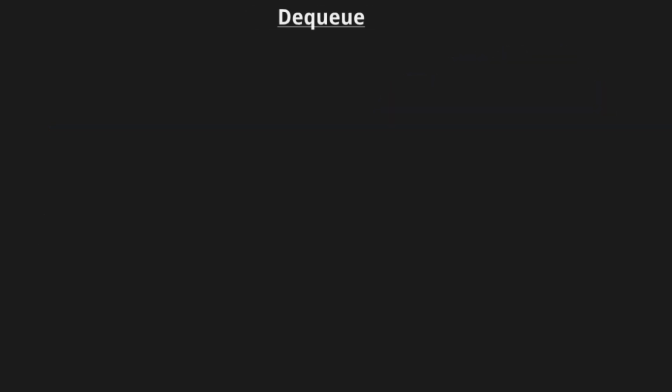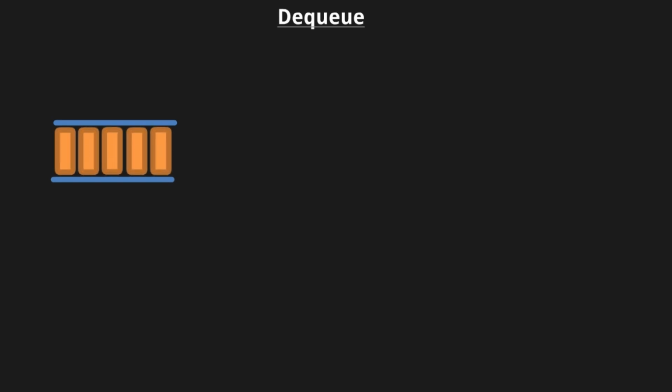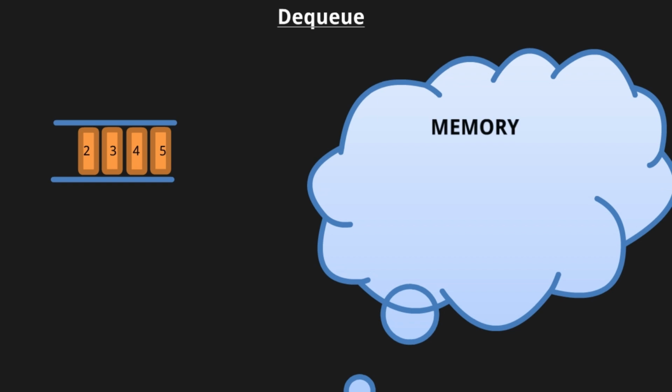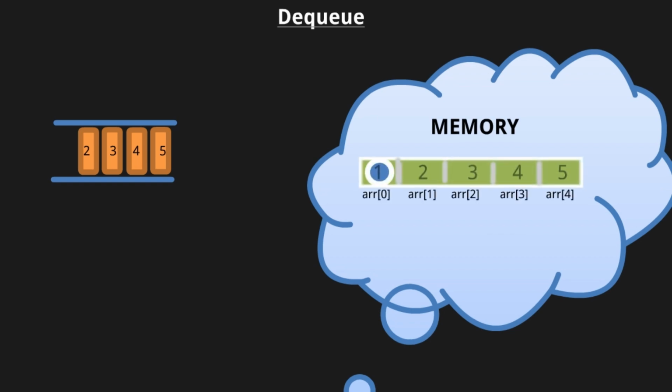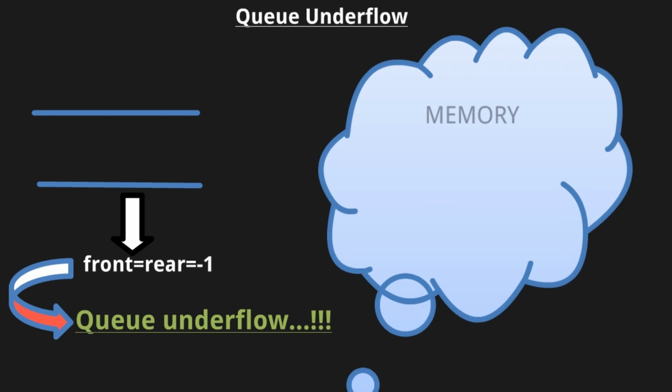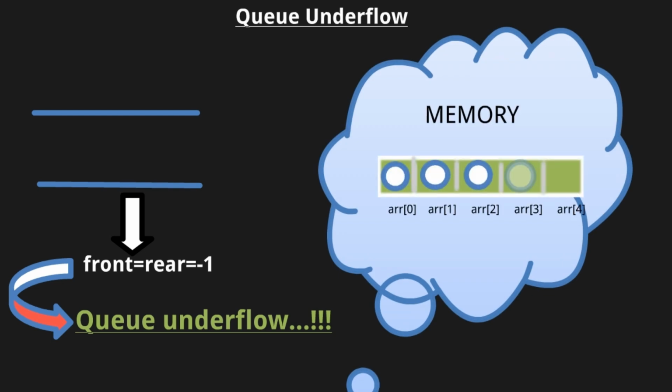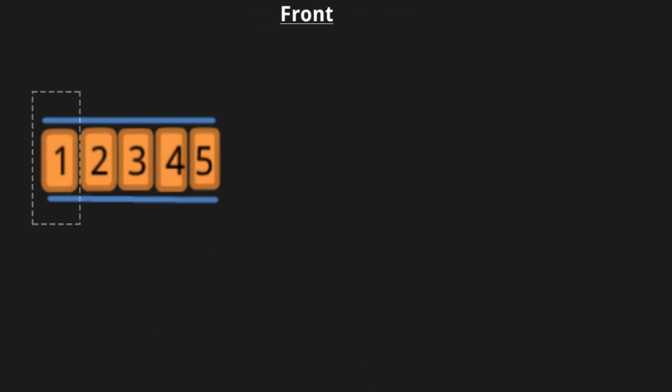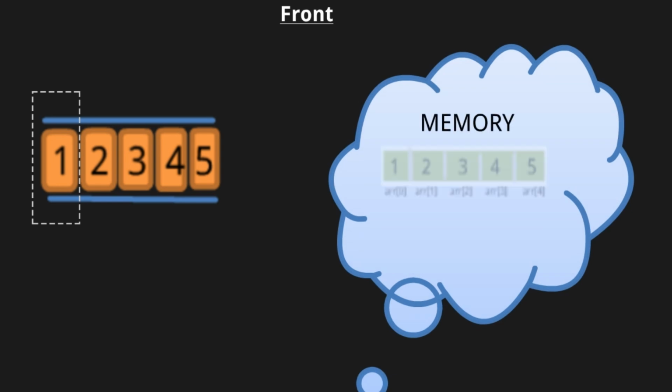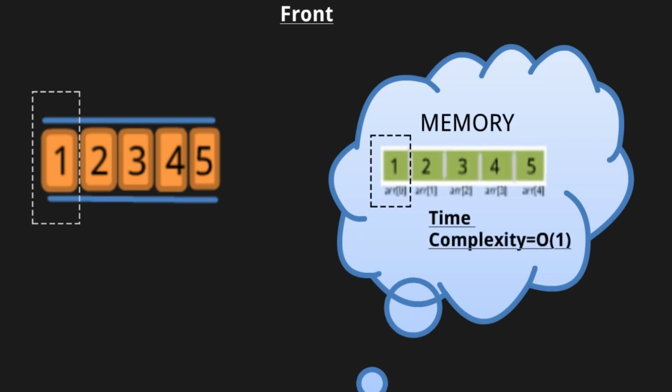Dequeuing removes the front element from the queue. The element remains in memory but is considered removed from the queue. The front is incremented by 1, making the operation constant time, O(1). Trying to remove an element from an empty queue results in queue underflow, an error that indicates there are no elements to remove. Front allows us to view the front element without removing it, keeping the queue state unchanged.